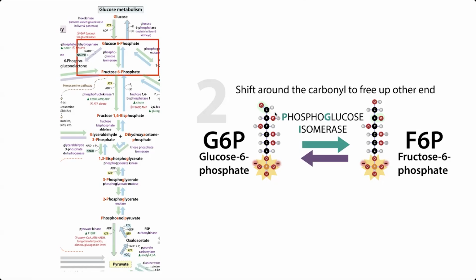With an isomerization reaction, you're just shifting the position of functional groups or shifting the position of atoms within a molecule. If we look at the structures of glucose 6-phosphate and fructose 6-phosphate, at first we might be like, oh, redox reaction. We're going to be going from a carbonyl to a hydroxyl group. That'd be a reduction. We're going to need NADH.